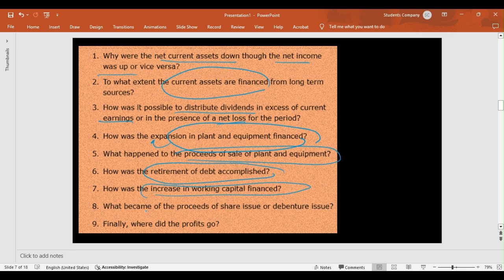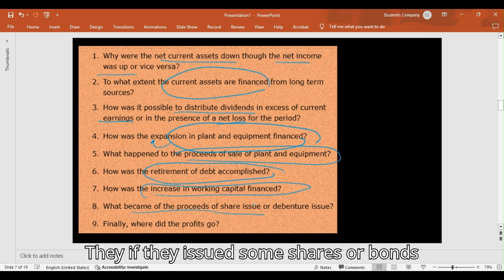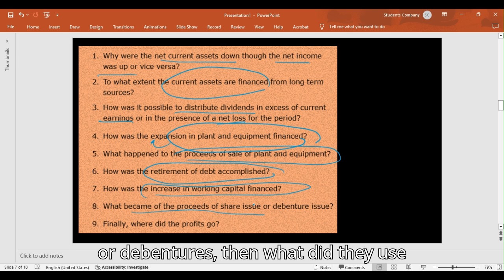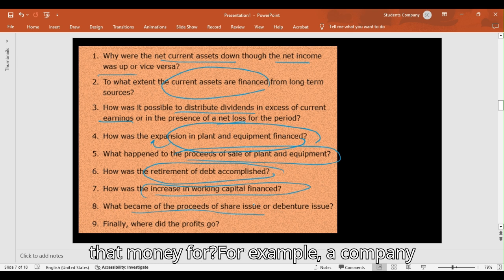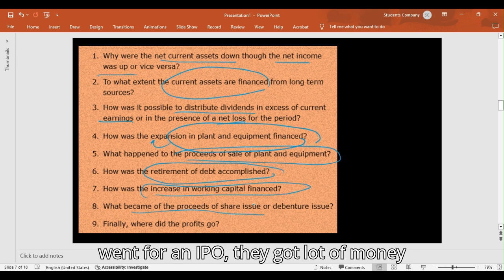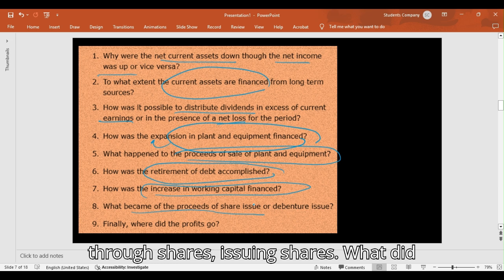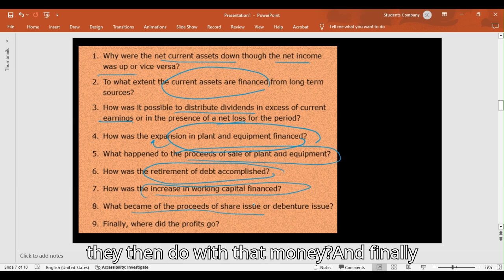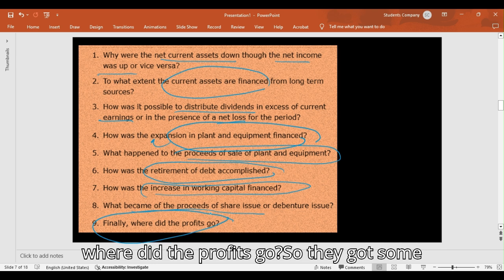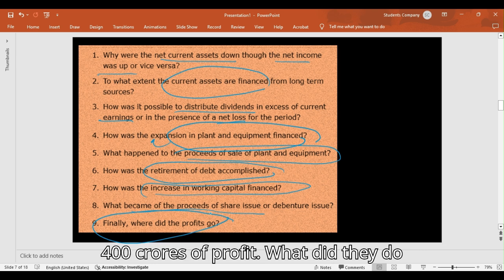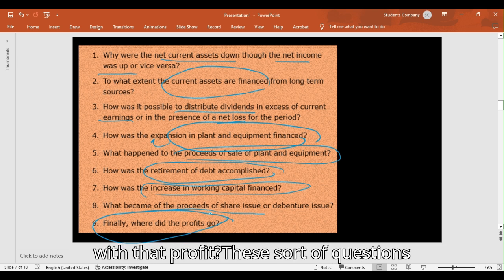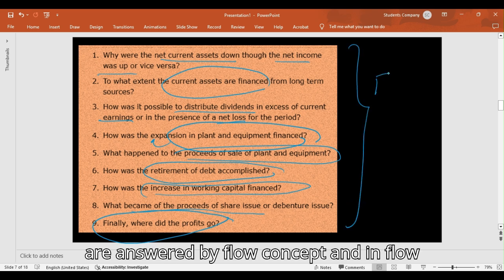And if they issued some shares or bonds or debentures, then what did they use that money for? For example, a company went for an IPO, they got a lot of money through issuing shares. What did they then do with that money? And finally, where did the profits go? So they got some 400 crores of profit. What did they do with that profit? These sorts of questions are answered by the flow concept.